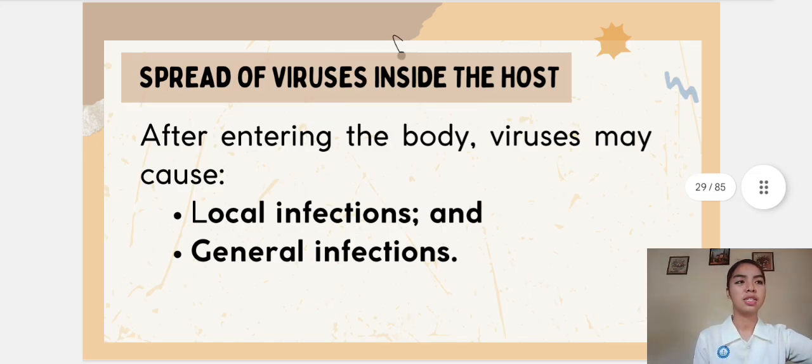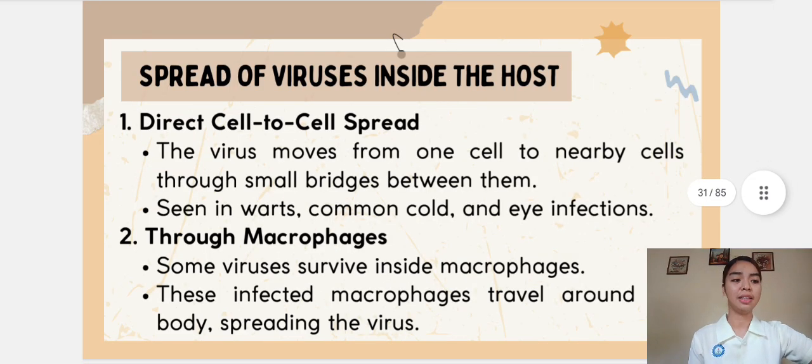So local infection stays on one area, like a cold on our nose. In general, infection, also called systemic infection, is spread through our blood, lymph, or nerves that affect other organs, like measles and chickenpox. So localized infection stays on one area, and in general infection, these viruses on local areas spread out through our body. Let's move on to the next slide.